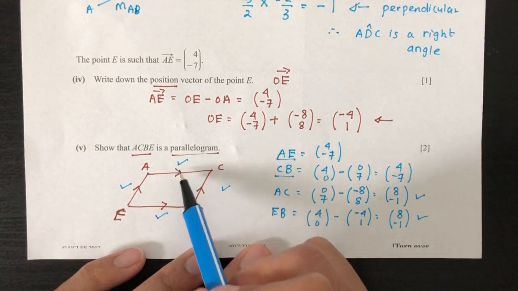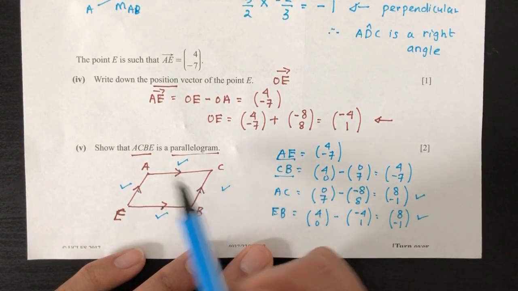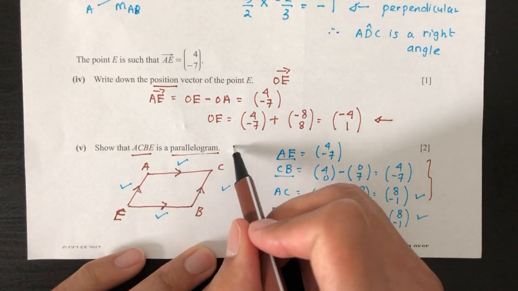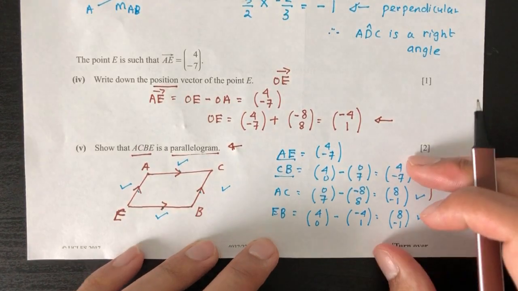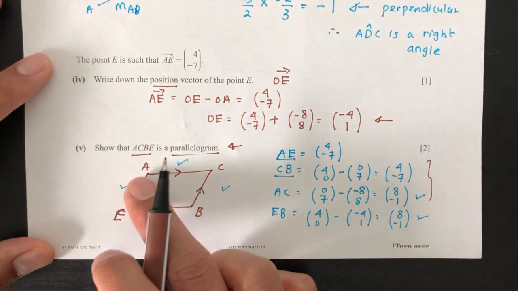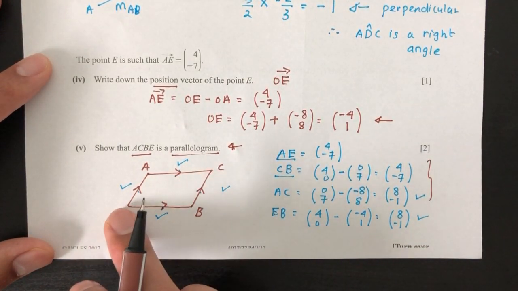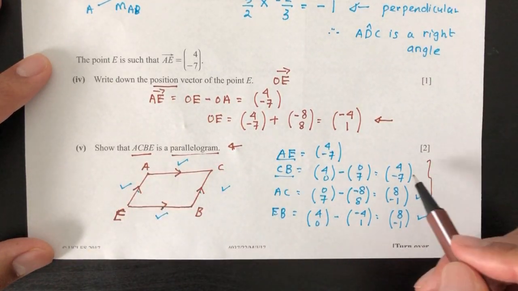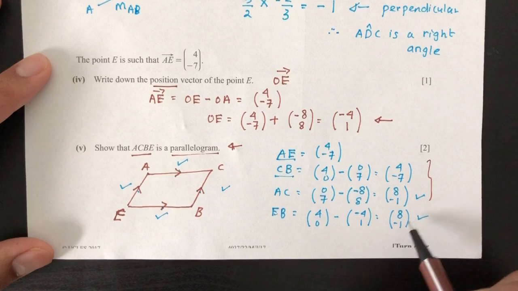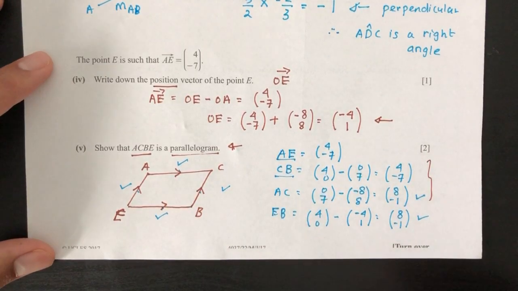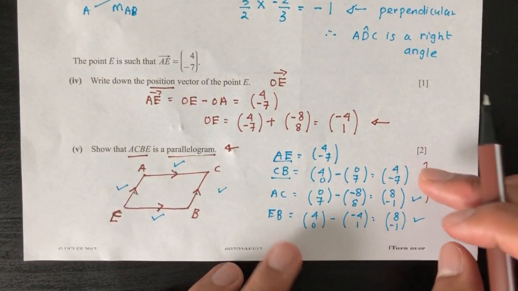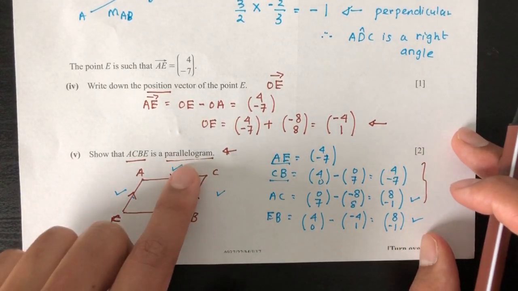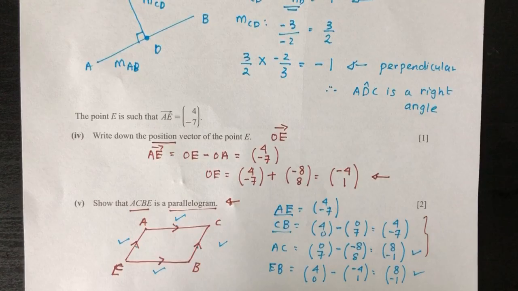So you have shown that these two are in the same direction, and these two also have the same direction, and that shows this is a parallelogram. That is one way of showing it. Or you can find the length of AC, the length of EB, and the lengths of these two. They will show that they have the same direction and same magnitude, which means it is a parallelogram. So by showing these 4 vectors, you are good to show that it is a parallelogram. That is question number 8.